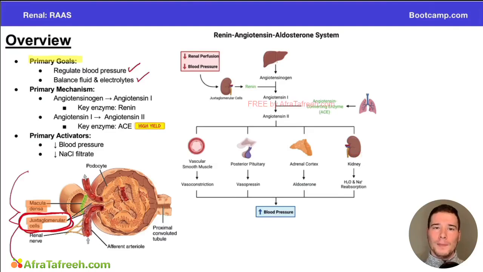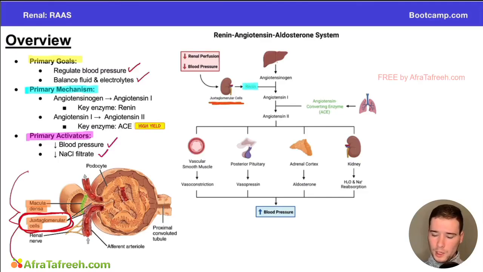But it's the JG cells that are particularly important for this RAS system we're talking about because these cells secrete something called renin. If we look at our primary activators of the RAS system, you can see that renin is secreted from either low blood pressure or low sodium chloride filtrate. So the macula densa cells can sense low sodium, causing the JG cells to secrete renin, or renin can be released if there's overall a sensed decrease in blood pressure. To the primary mechanism of the system, we're saying, okay, renin is being secreted by the kidney via the JG cells, or the juxtaglomerular cells.